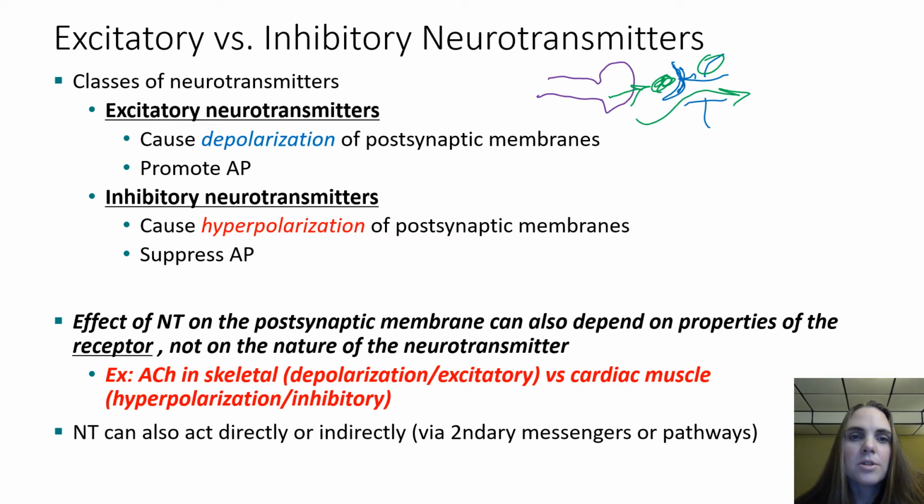Inhibitory neurotransmitters are going to result in a hyperpolarization of the postsynaptic membrane, thereby suppressing an action potential. Remember, for an action potential to occur in that postsynaptic membrane, we need to depolarize to threshold. So we need to get to a less negative membrane potential. If we're getting a hyperpolarization, we're making that membrane potential more negative. So we're moving away from the ability to generate an action potential. So it's suppressing an action potential, and that's why it is called an inhibitory neurotransmitter.